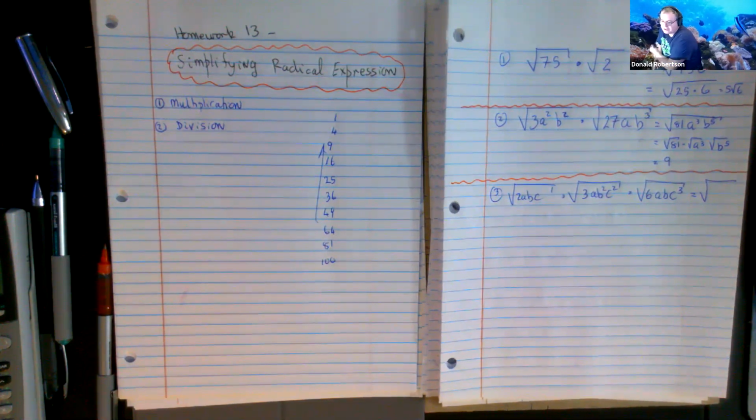How's the square root of a cubed going to come out? Kind of done this before, didn't we? A cubed. Square root of a cubed. What do you get?